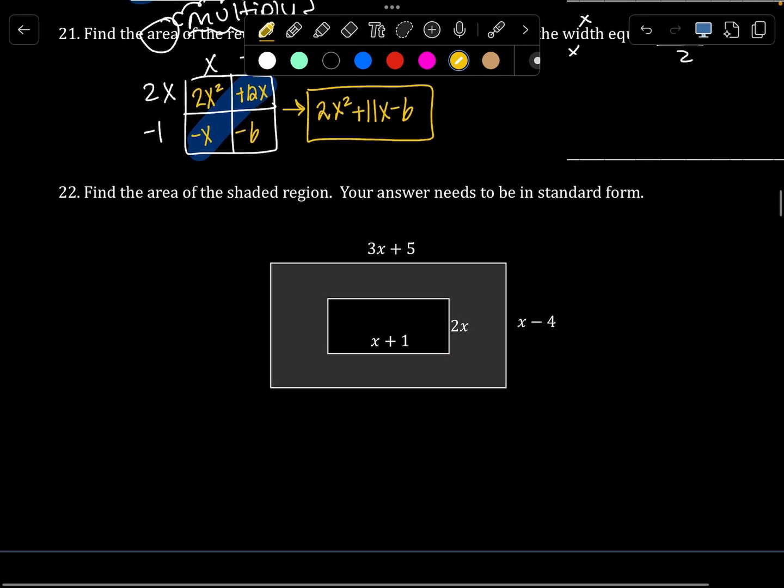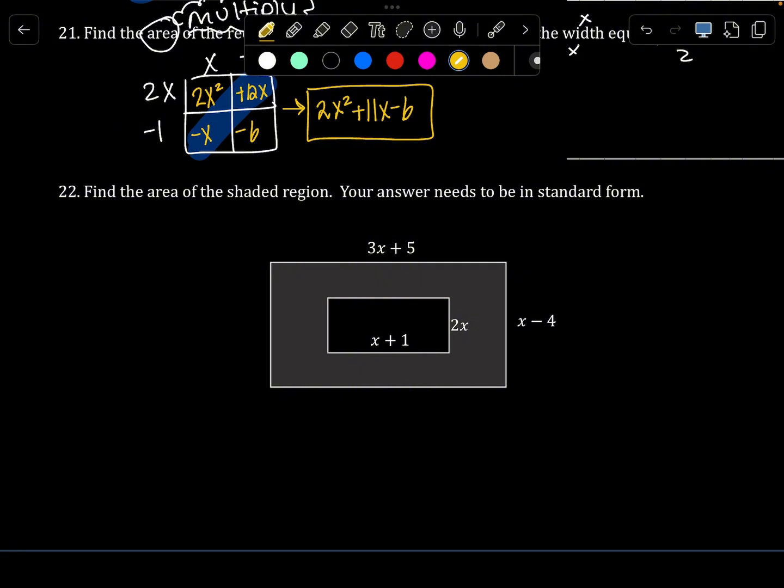Number 22 is going to be on the final. All those questions are going to be similar to the ones on the final, but this one I think is the most commonly missed. So if we look here, we have to find the area of the outside, the bigger rectangle, and then find the area of the smaller rectangle. The only way to find this area in here is to take bigger area minus smaller area. The only way to get this little guy is to find the area of the big guy and subtract the smaller one, okay?